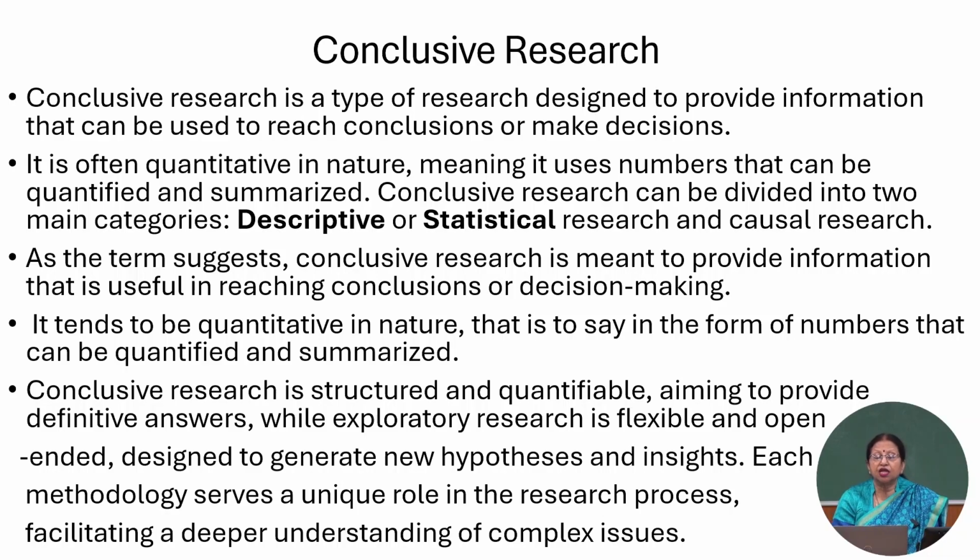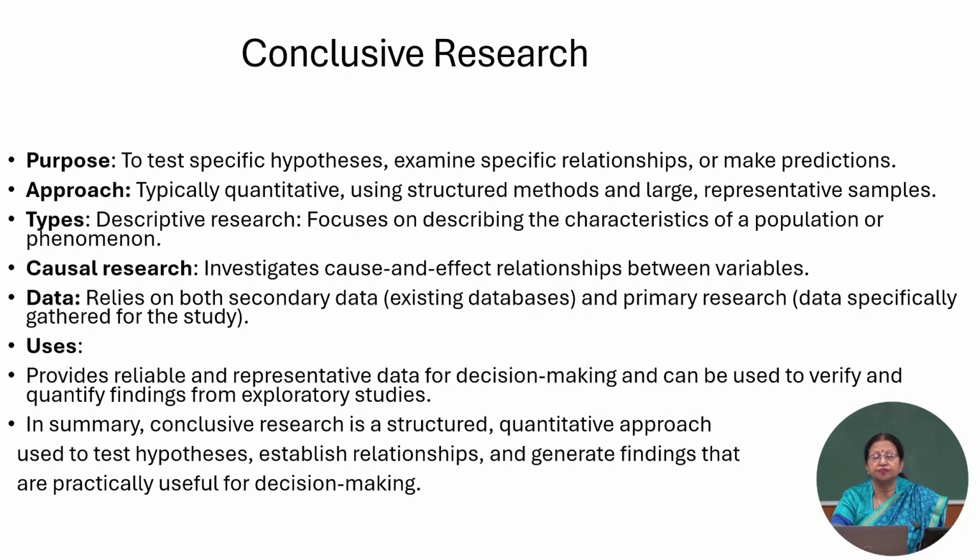As the name suggests, conclusive research is meant to provide information that is useful in reaching conclusions or decision making. It tends to be quantitative in nature, that is to say, in the form of numbers that can be quantified and summarized. Conclusive research is structured and quantifiable, aiming to provide definitive answers, while exploratory research is flexible and open-ended, designed to generate new hypotheses and insights. Each methodology serves a unique role in the research process, facilitating a deeper understanding of complex issues.